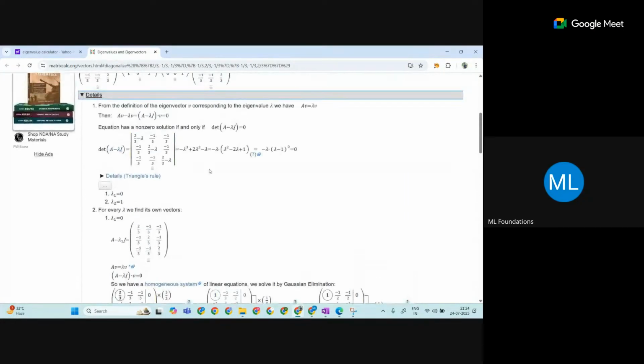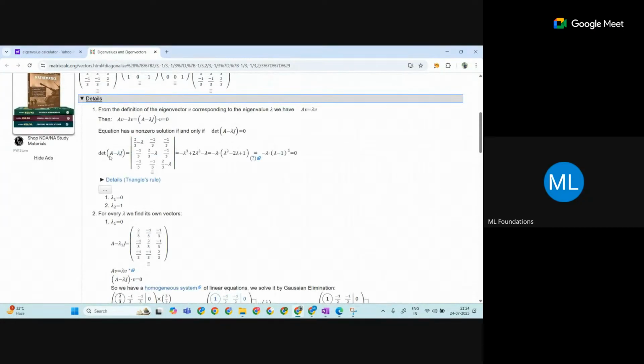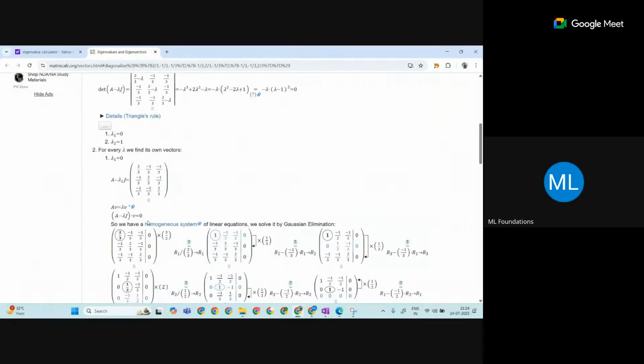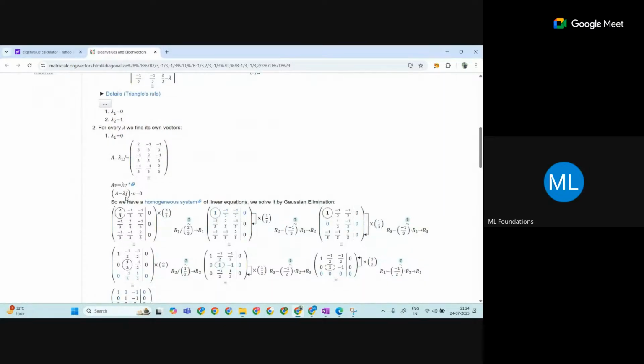See, this is very clearly done. He finds A minus lambda I, takes the determinant of it, and equates it to 0. This is how he found the characteristic equation, set equal to 0, and this is how he found the roots, which are the eigenvalues. And now again he proceeded with A minus lambda I times V, where V is your x, y, z.